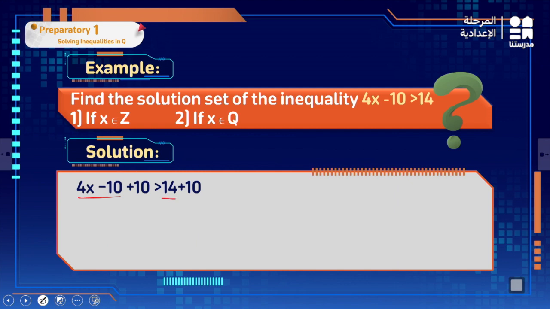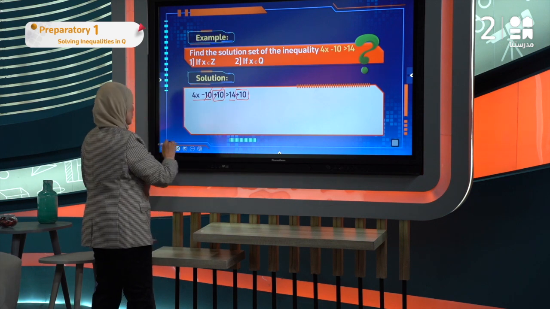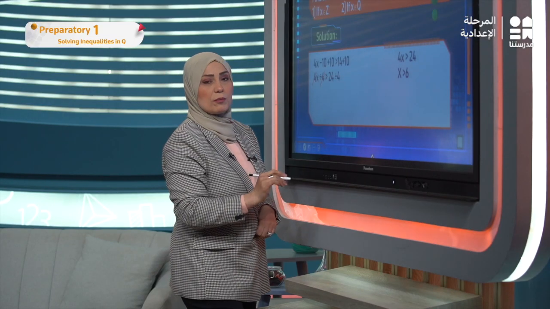We need to do the inverse operation, so we have to add 10 to both sides. 4x minus 10 and plus 10 here, we will cancel them. So it is 4x greater than 24, since 14 plus 10 is 24. Then we need to divide by 4 on both sides. When we divide by a positive number, no need to change the sign of the inequality. So it becomes 4x divided by 4 and 24 divided by 4, which is x greater than 6. Here we cancel the 4, and 24 divided by 4 is 6.